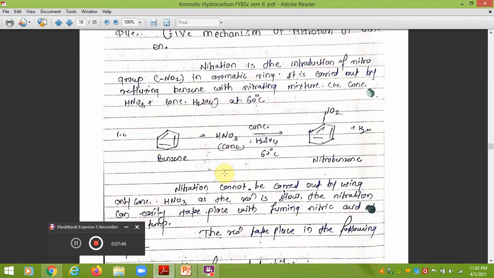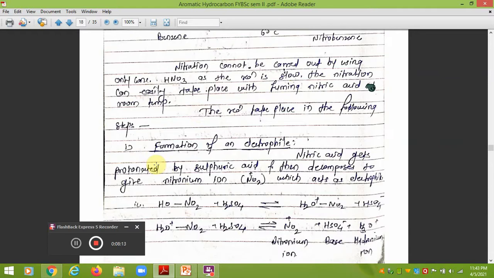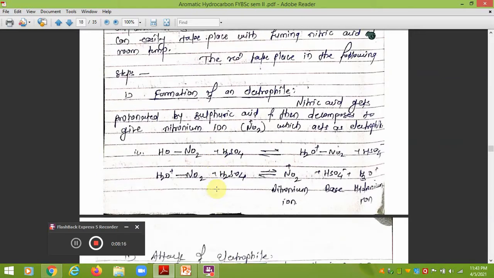So the general reaction is: benzene reacts with nitric acid in the presence of concentrated sulfuric acid, then one of the hydrogens of benzene is replaced by a nitro group, and that's why the product is called nitrobenzene, along with the formation of water, which is the byproduct in the reaction. Nitration cannot be carried out using only concentrated HNO3, as the reaction is slow. The nitration can easily take place with fuming nitric acid at room temperature also. So the reaction takes place in the following steps.